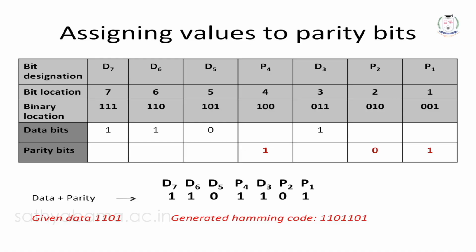With the values of P1, P2 and P4 introduced, we now have the Hamming code generated. Data and parity together is 1101101. So that will be the Hamming code for the given data of 1101.